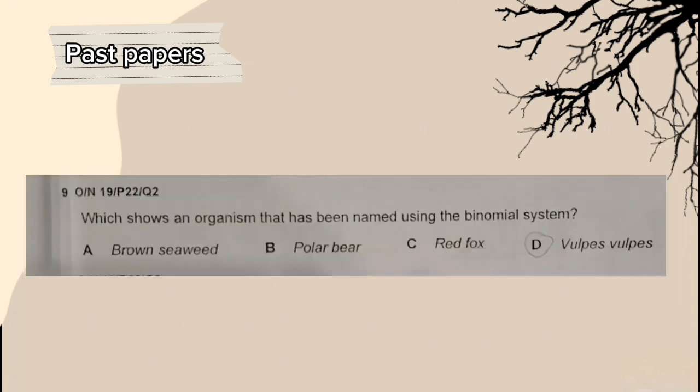Question number 3. Which shows an organism that has been named using the binomial system? A. brown seaweed, B. polar bear, C. red fox, and D. Vulpes vulpes. So the answer is D.